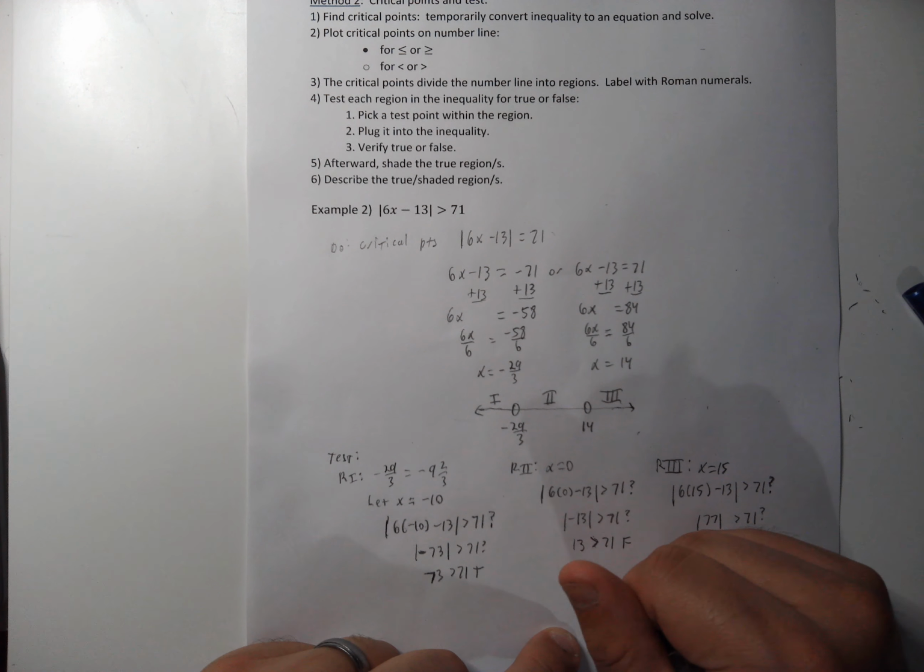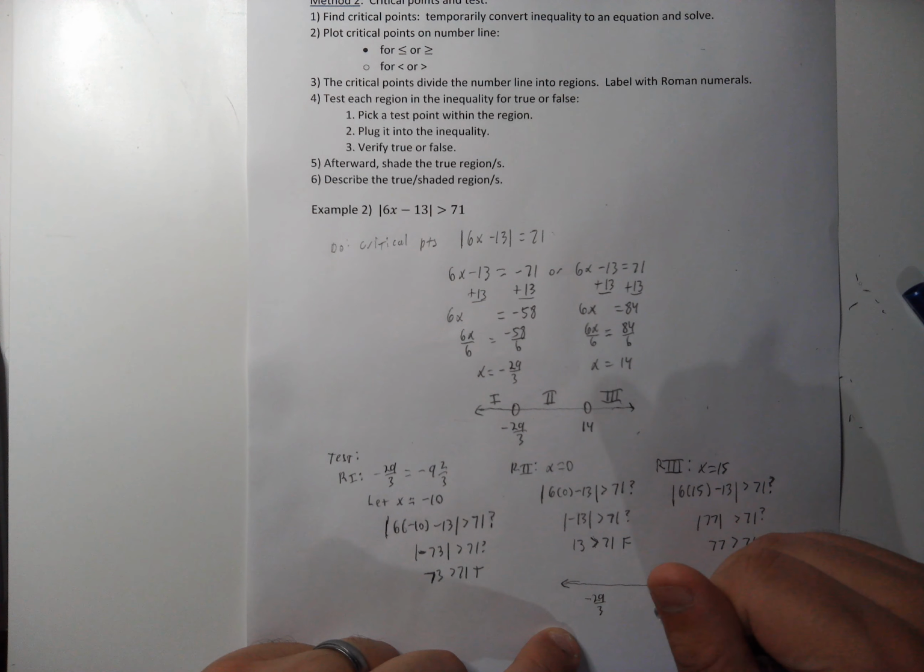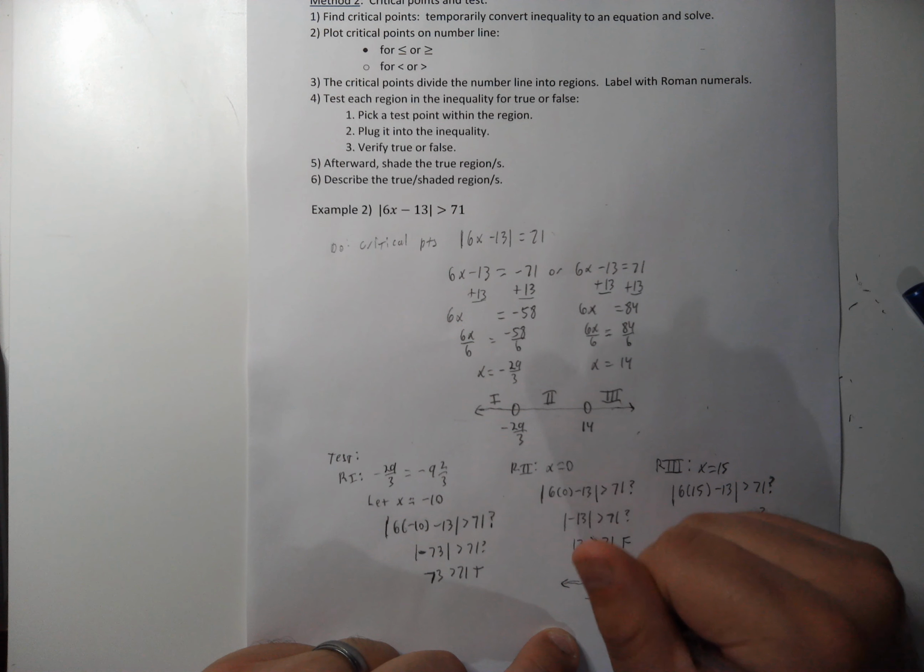So, negative 29 thirds and 14. Hollow dots because it's not included, so it's a strict inequality. Region 1, Region 2, Region 3. I determined that Region 1 was true and Region 3 was true. So I'm going to try to push the camera back just a little bit so I can make a little bit more room.